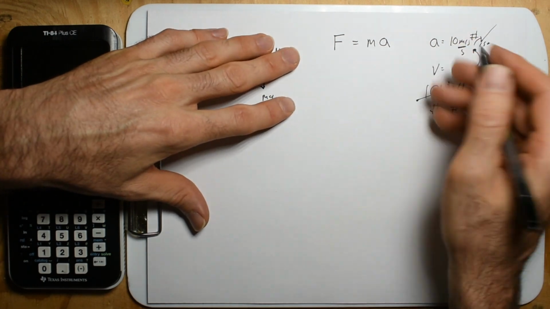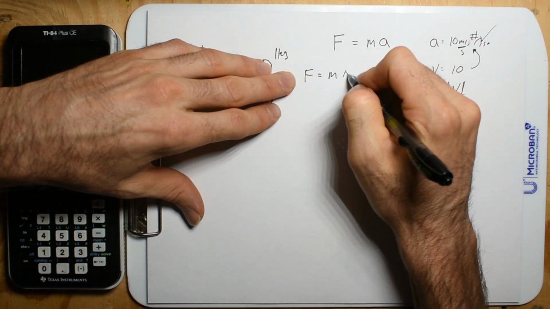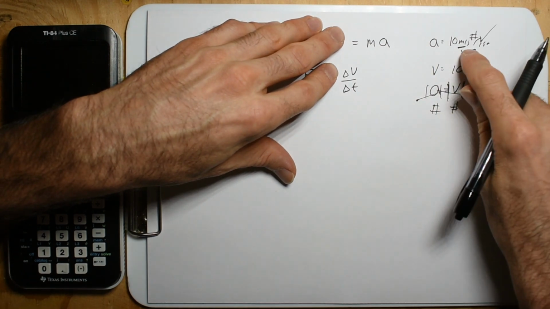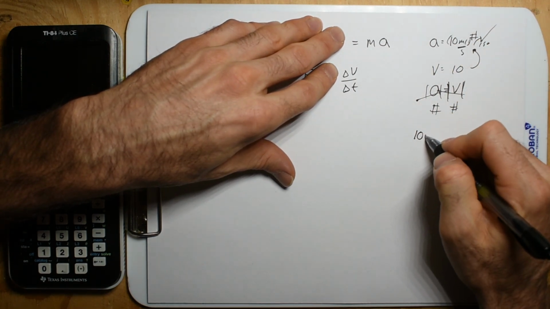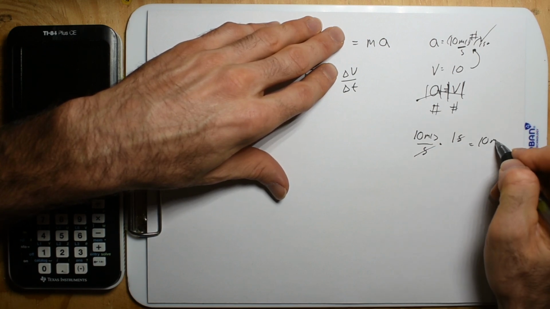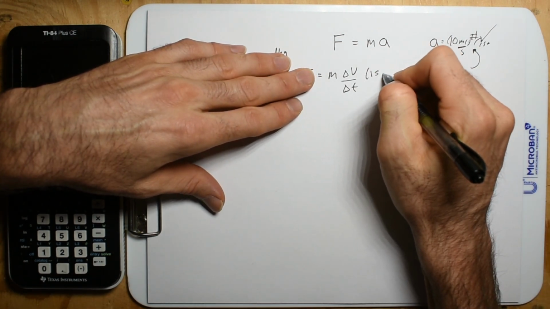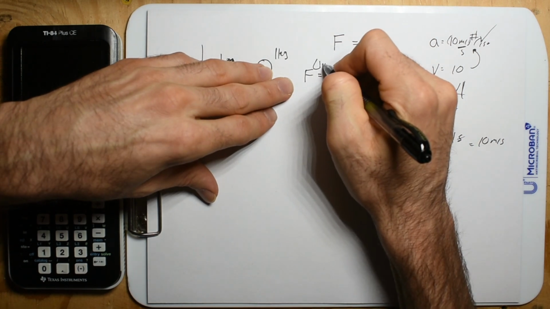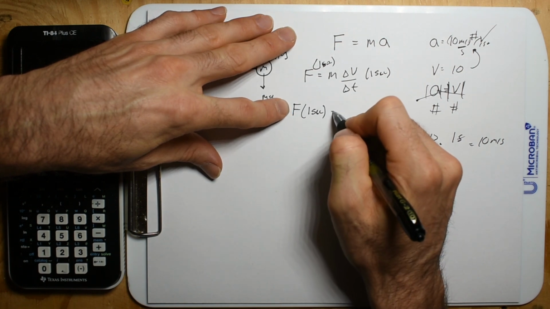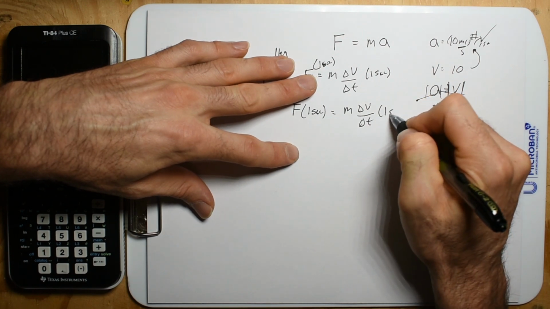So how did we do that? We changed this into force equals mass times change in velocity over change in time. So how did we get 10 meters per second out of this? We took the acceleration of 10 meters per second squared and multiplied by 1 second. The seconds canceled and we got 10 meters per second. If we do that to this side of the equation, multiplied by 1 second, we do that to this side too. So this says we have a force going for 1 second, equal to mass times change in velocity over change in time, times 1 second.